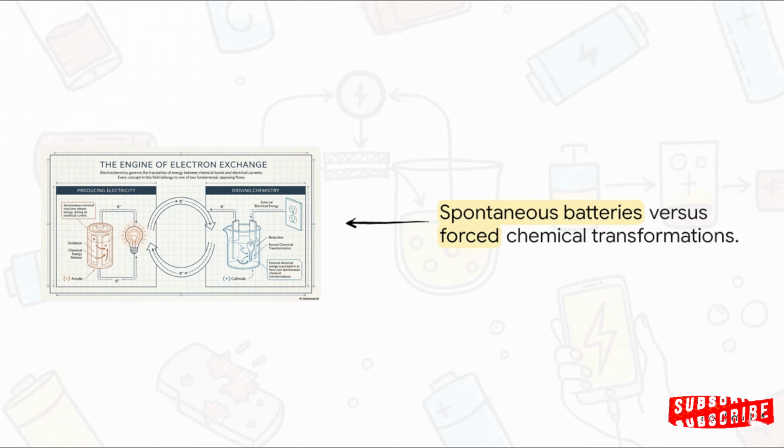But on the right, you have the exact opposite, driving chemistry. This is where we pump external electrical energy, like from a wall outlet, into a beaker to force a totally non-spontaneous chemical transformation to happen. Think of plating a key with gold or silver. It is amazing that we can just reverse the natural flow of nature like that.